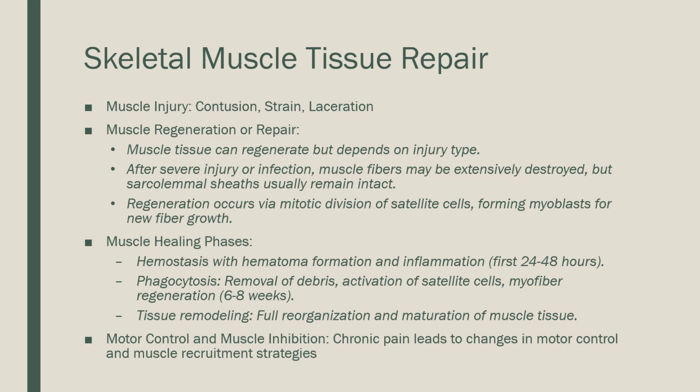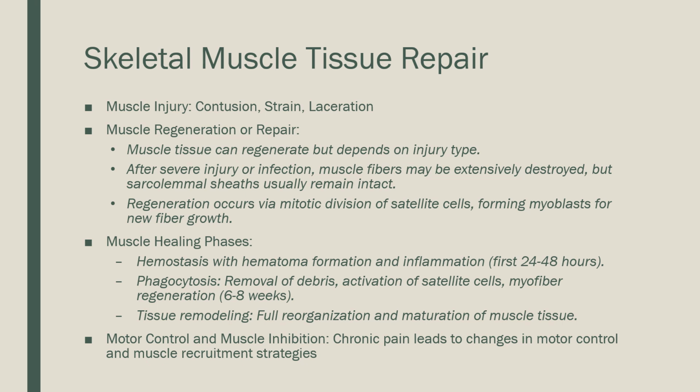Muscle tissue can regenerate but depends on injury type. After severe injury or infection, muscle fibers may be extensively destroyed, but sarcolemma sheaths usually remain intact. Regeneration occurs via mitotic division of satellite cells, forming myoblasts for new fiber growth. In severe injuries, connective tissue matrix may disrupt satellite cell activity, leading to scar tissue formation instead of regeneration. Scar tissue reduces muscle's ability to withstand tensile forces, increasing risk of injury.